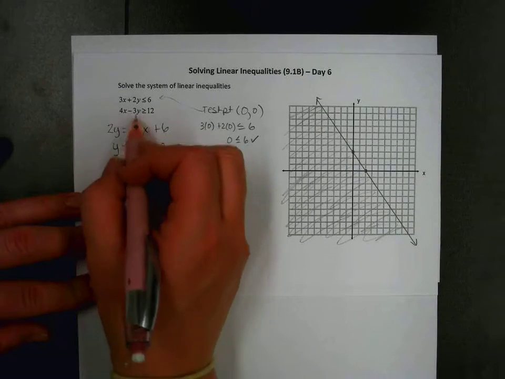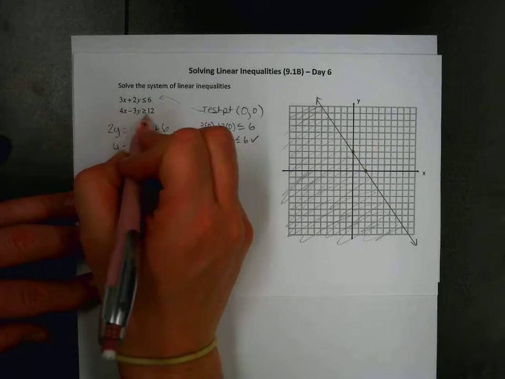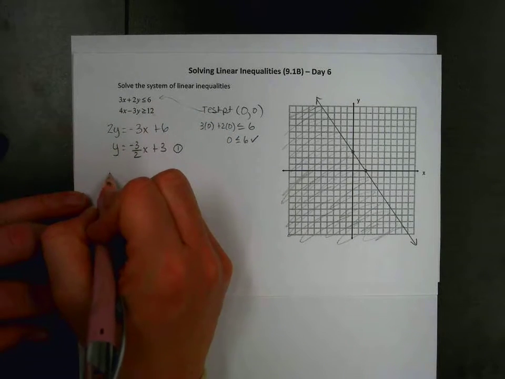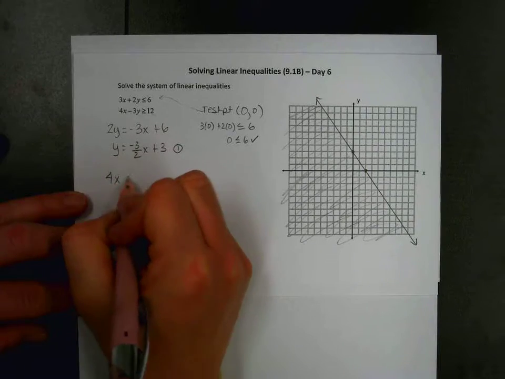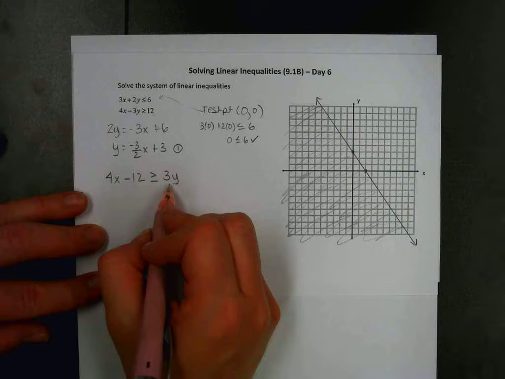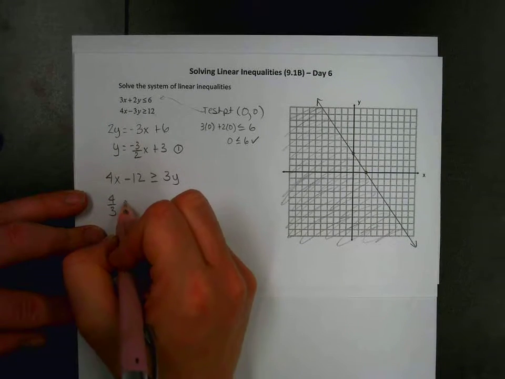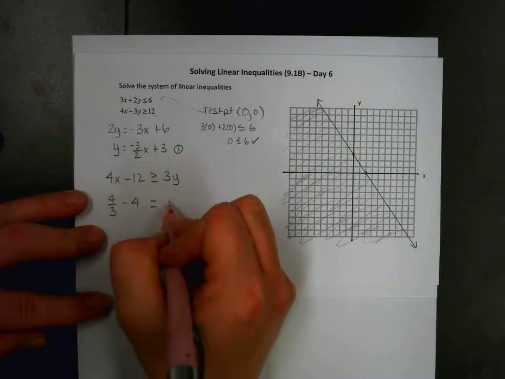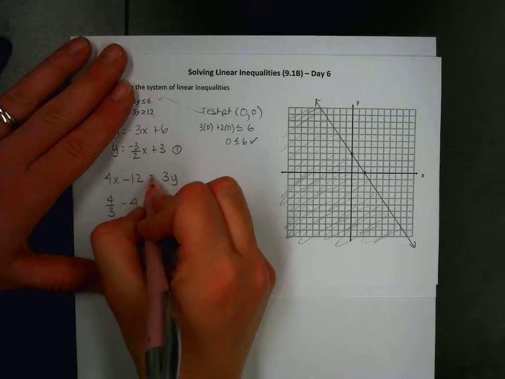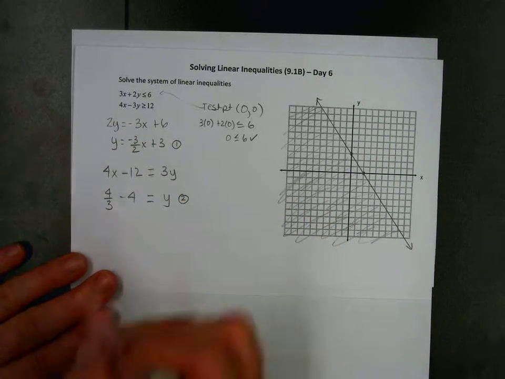So the second equation, again, I'm going to solve this equation for y. I'm going to move 3y to this side and 12 to the other. So I get 4x minus 12 is greater than or equal to 3y. I'm going to divide both by 3. So I get y equals 4/3 x minus 4. And technically we don't need this inequality here right now. Okay, and here's my second line. So now I'm going to graph this line.